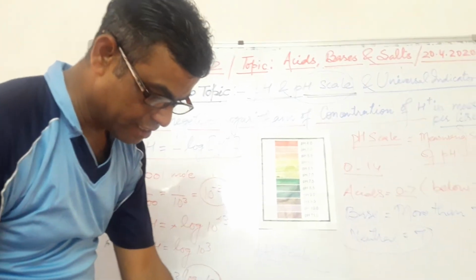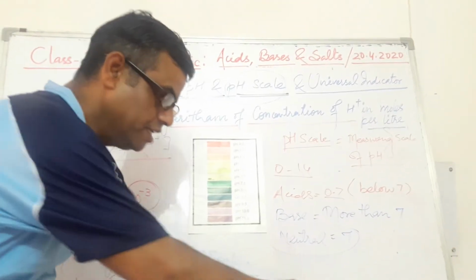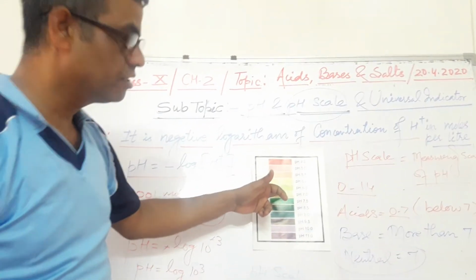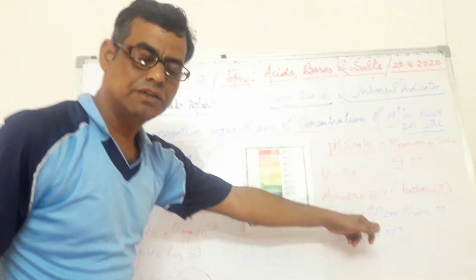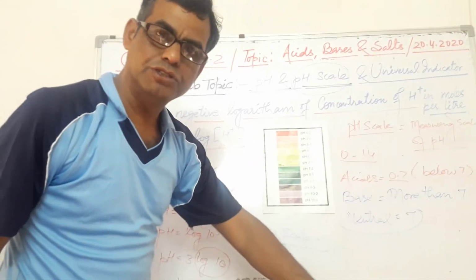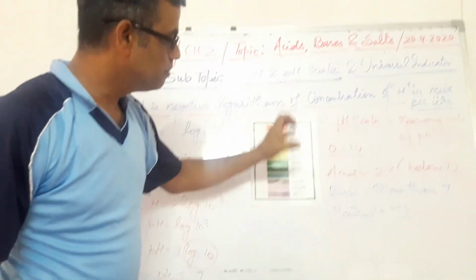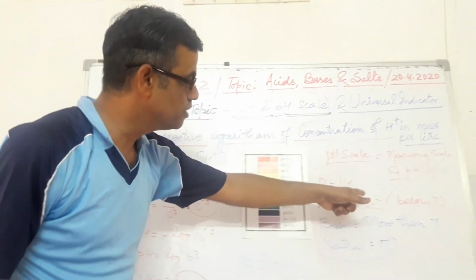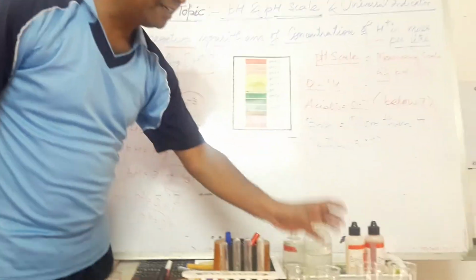Now dear children, I will tell you about the nature of these solutions. First we checked the sugar solution. We had pH 7. It means as per this table it is neutral. The second, lemon juice, had a pH of approximately 5. It means the range is of acids, between 0 and 7. So the nature of the lemon juice is acidic.